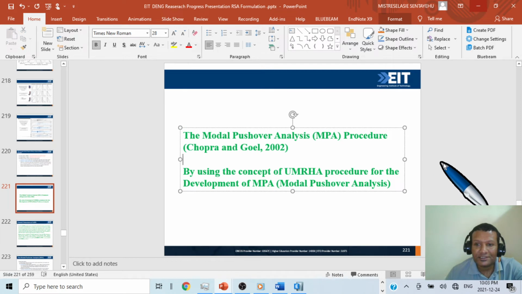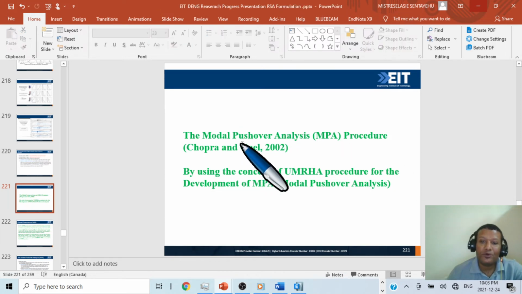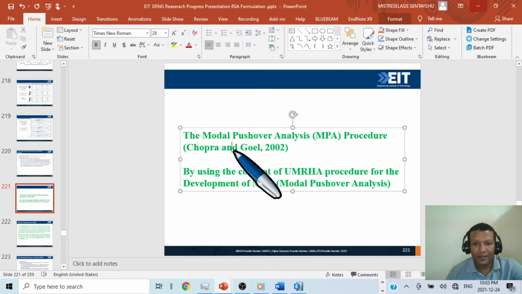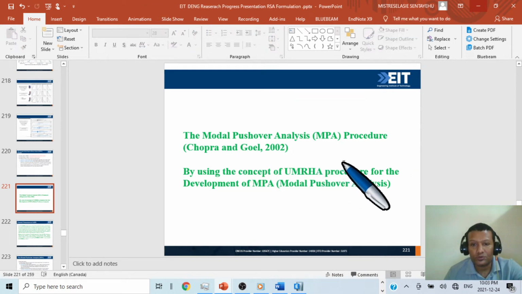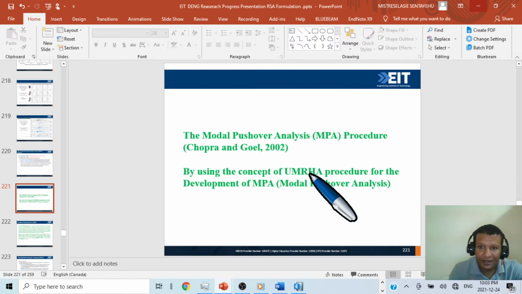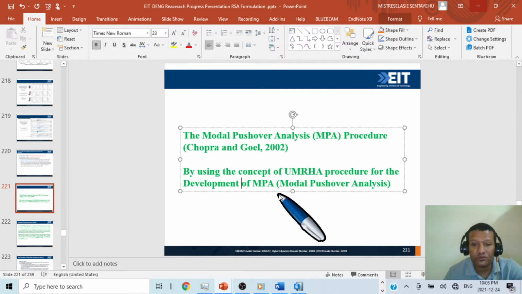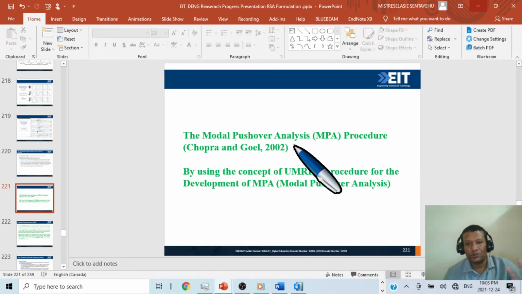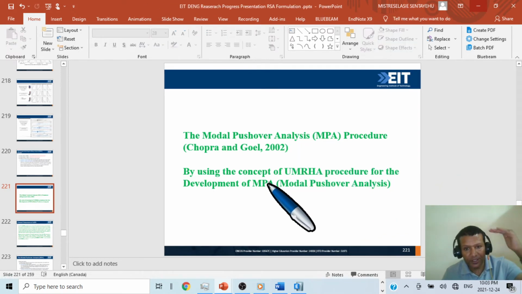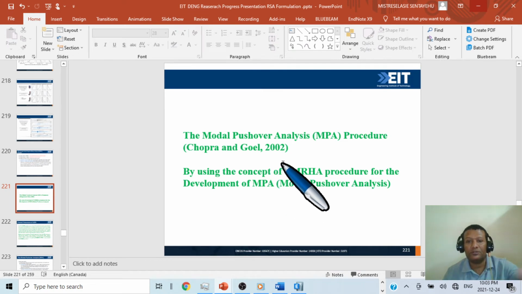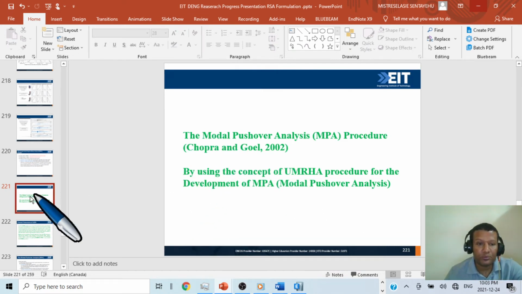Now let's quickly consider the modal pushover analysis, MPA procedure, Chopra and Goel, 2002. By using the concept of UMRHA that we discussed, we will use the concept we have discussed until now for the development of the modal pushover analysis by Chopra and Goel.